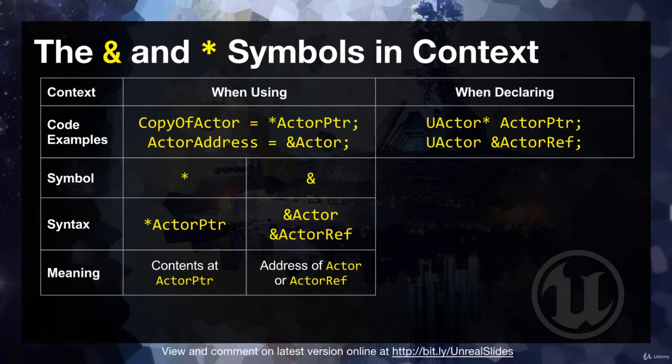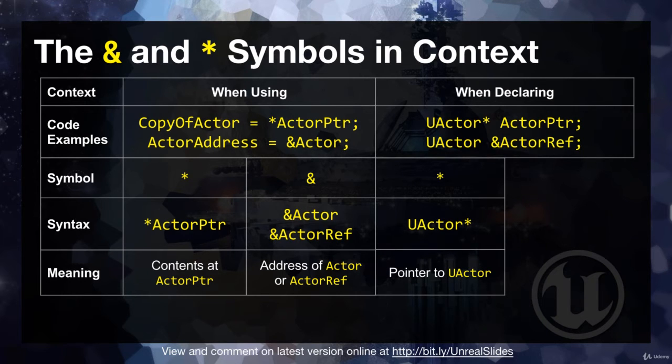Now they have completely different meanings when used as part of the type when declaring a variable. So when we're declaring a pointer, when we're declaring a reference, you need to watch out because these stars and ampersands mean something else. The star, for example, in this context goes after the type which it applies to, and it basically means that it's a pointer to that object. So uActor star means a pointer to uActor.